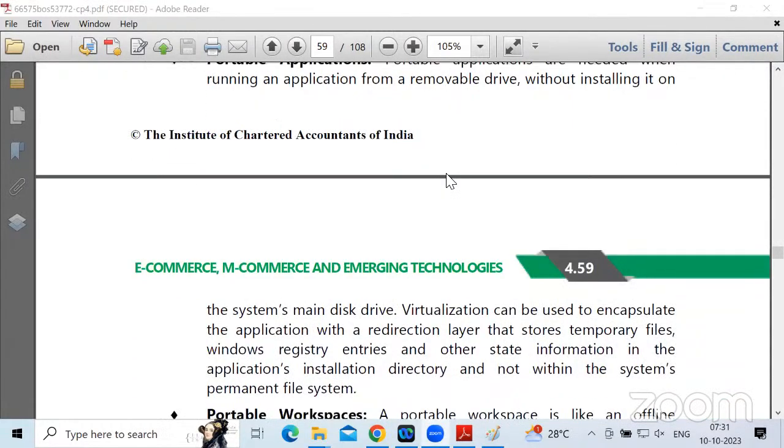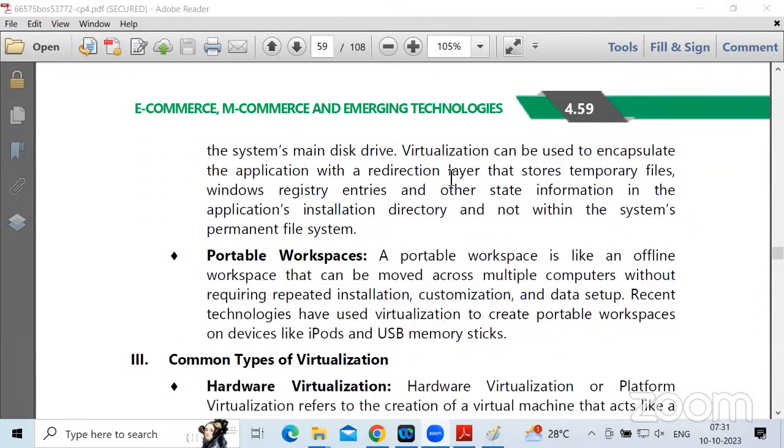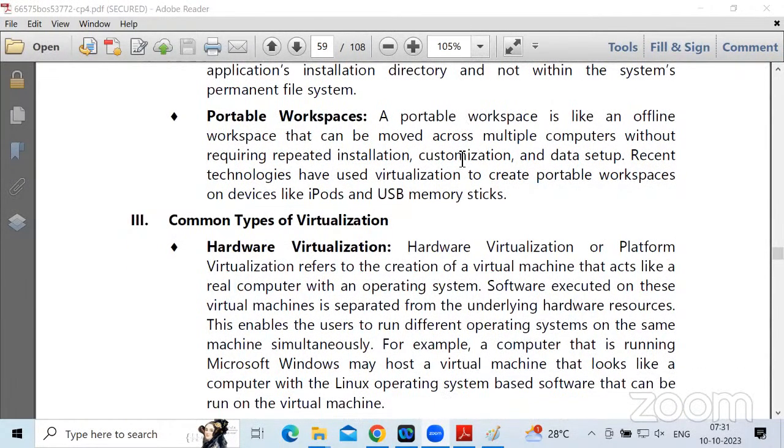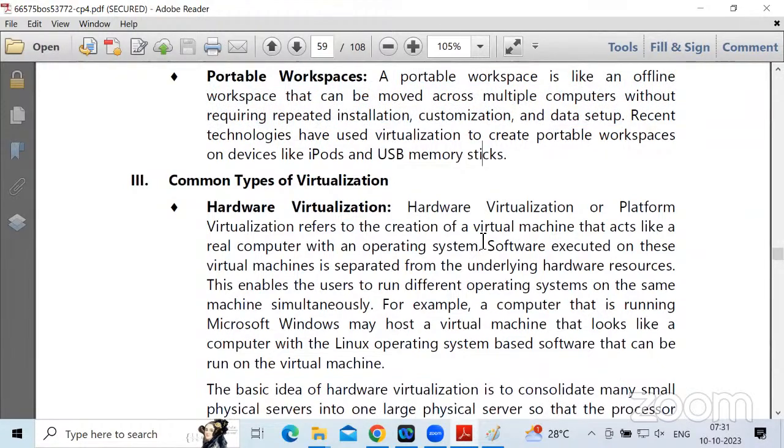Then portable applications. What is portable? Just like that, you can carry the devices because of this VMware facility. Similarly, portable workspaces. So what is portable workspaces? It is just like an offline workspace that can be moved across multiple computers without requiring repeated installation, customization, and data setup. So because of this VMware concept, you'll be able to spread the workspace across all the computers which are available in a network. Then types of virtualization. We will complete this within 5 minutes.